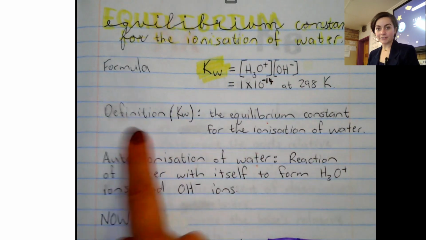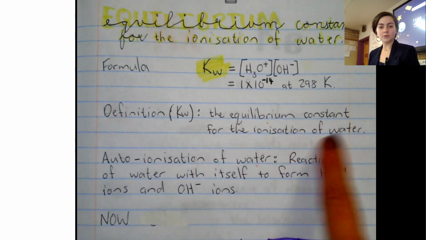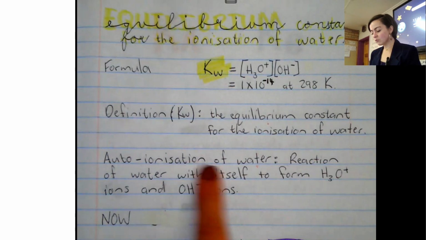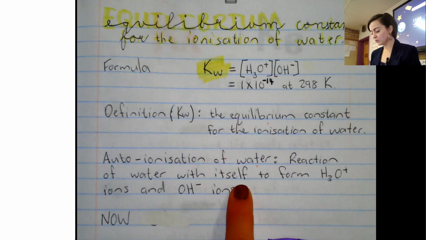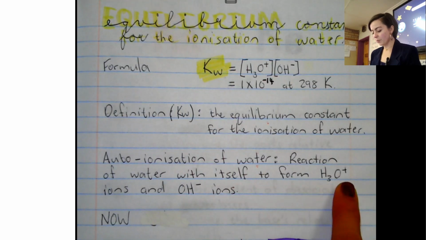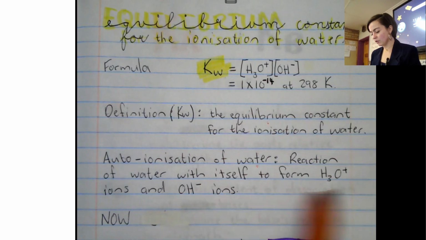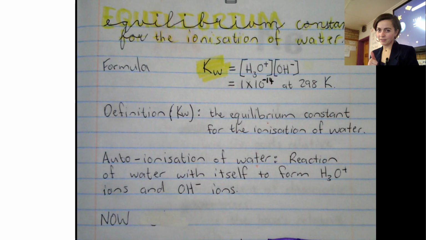Now, what is the definition? The equilibrium constant for the autoionization of water. What is that? It's a reaction of water with itself to form H3O+ ions and OH minus ions, so hydronium ions and hydroxide ions. Okay, you with me?